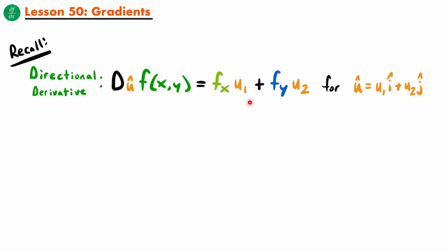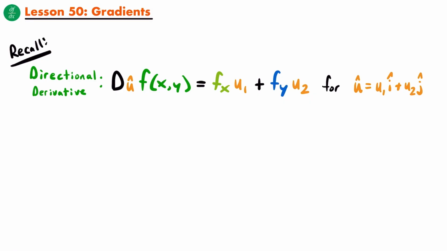Okay, so this formula should look familiar. This is how we have calculated directional derivatives so far, but there's actually something interesting about this formula that we really haven't talked about yet. Notice that in these two terms, we have the partial derivative with respect to x multiplied by the x component of the unit vector, plus the partial derivative with respect to y times the y component of the unit vector. The x's and the y's match up in this formula. And so as a result, this calculation is reminiscent of something that we have calculated earlier in Calculus 3.